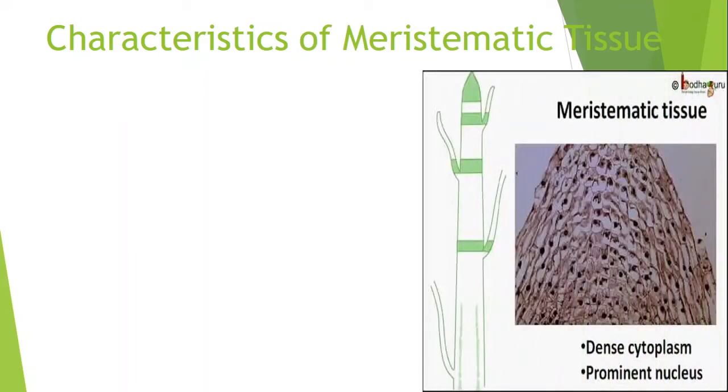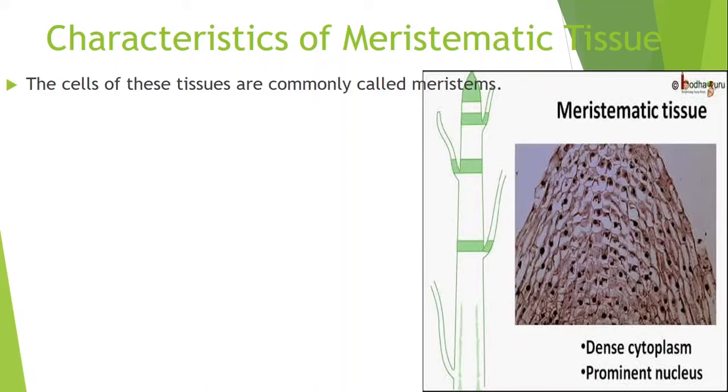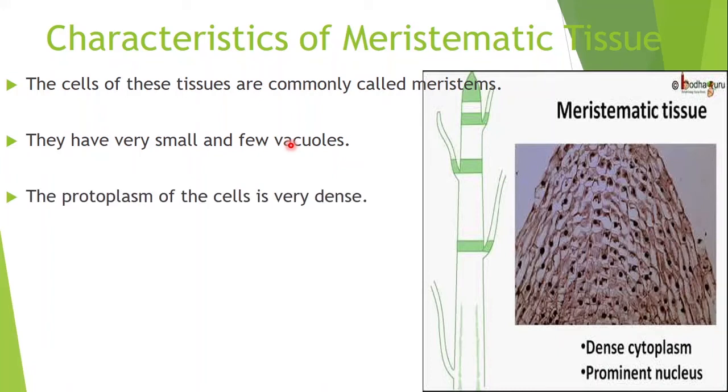Okay, so what are the specific characteristics which all meristematic tissue generally show? The cells of these tissues are commonly called meristems. Their cells are very small in size. They have very small and few vacuoles, or you can say that they have no vacuoles. And the next characteristic is the protoplasm of the cell is very dense.